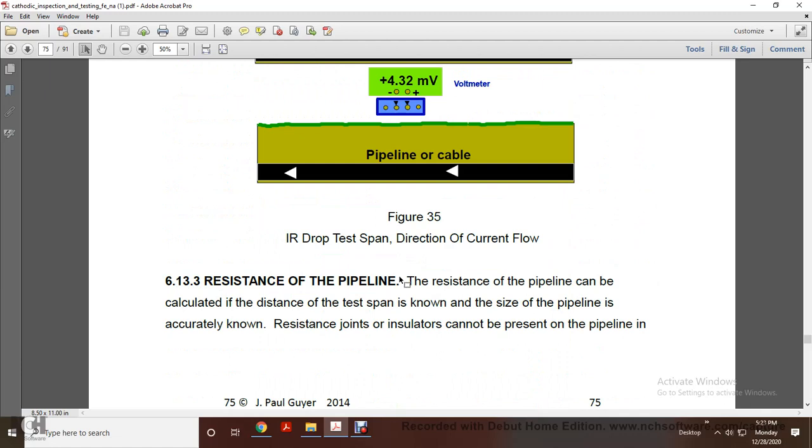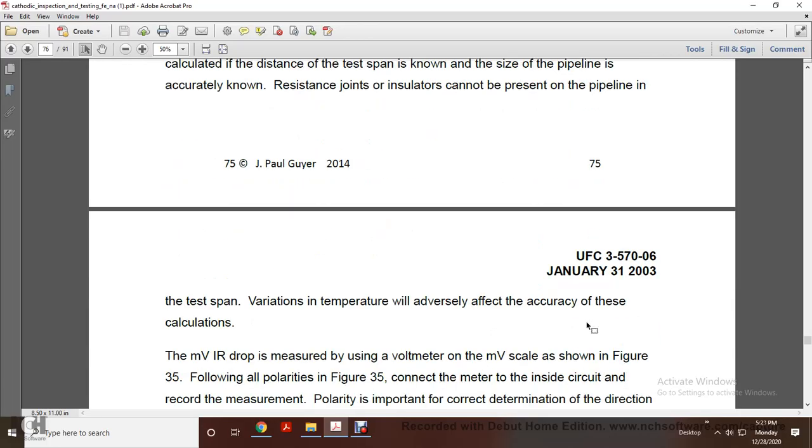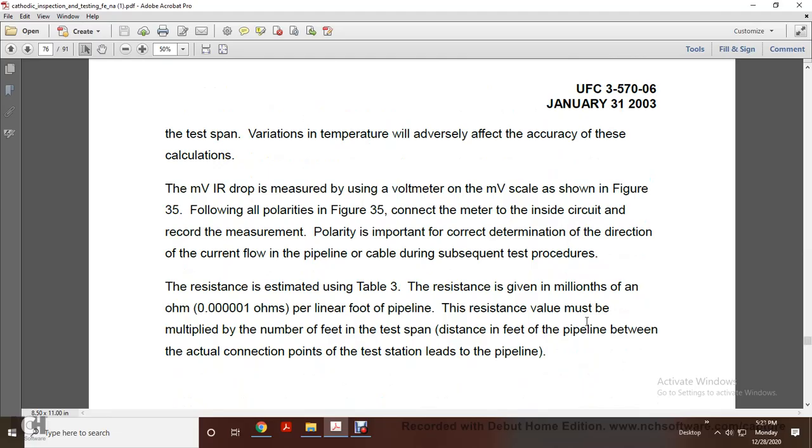613.3, resistance of the pipeline. Resistance of the pipeline can be calculated if the distance of the test span is known and the size of the pipeline is accurately known. Resistive joints or insulators cannot be present on the pipeline in the testing span. Variation of temperature will adversely affect the accuracy of the calculations. The millivolt drop is measured using a voltmeter millivolt scale, shown in figure 35. Follow the polarities in figure 35, connecting the meter to the inside of the circuit. Recording the polarity of the measurement is important for the correct determination of the direction of the current flow in the pipeline cable during subsequent testing procedures.